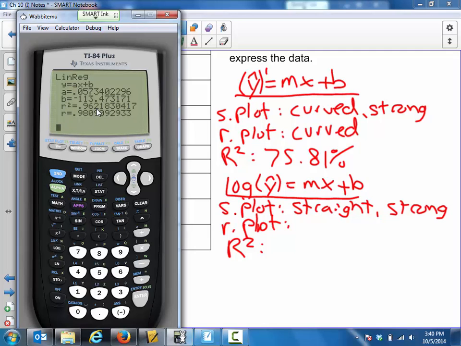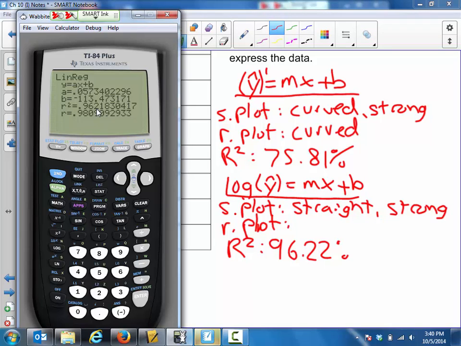There's our R-squared value, significantly improved, 96.22%. That's an awesome R-squared. So 96.22% of the variability that we're seeing in the Y data now, re-expressed though it may be, is accounted for by this log regression line, whereas the plain Jane y hat regression line did a much worse job of coming close to the data.